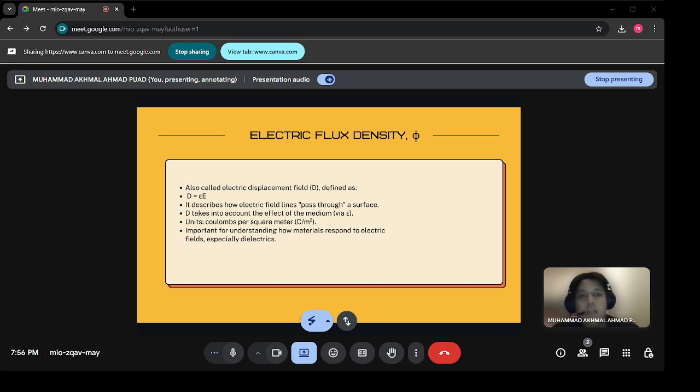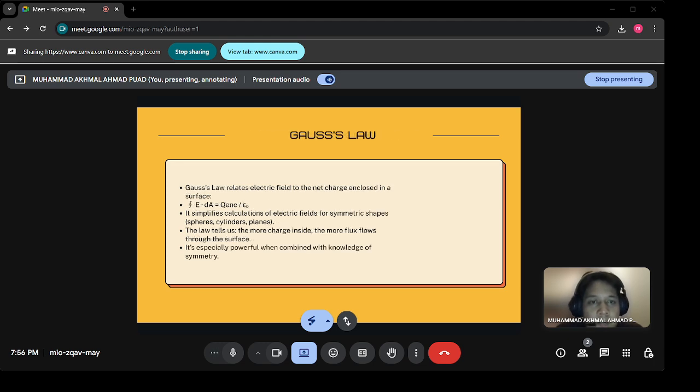So, for the electric flux density, also called electric displacement field, defined as D = εE, it describes how electric field lines pass through a surface. D takes into account the effect of the medium, epsilon. The unit that we can use is coulomb per square meter. It is important for understanding how materials respond to electric field, especially dielectrics.